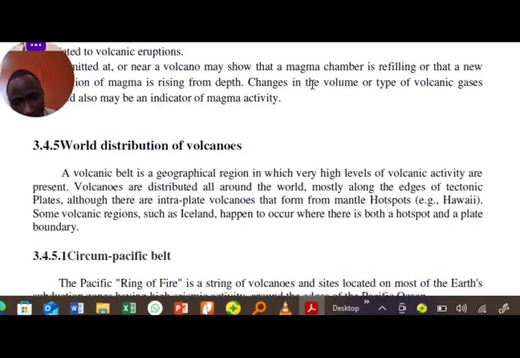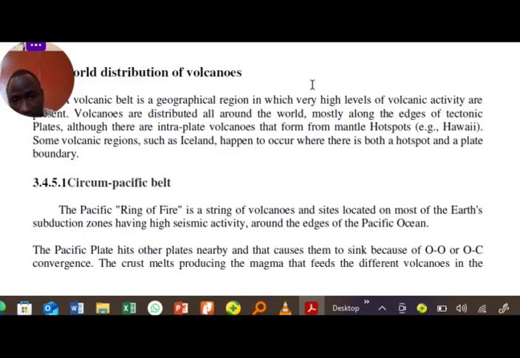How are these volcanoes distributed? When you look at the volcanic belt, this is a geographical region with very high levels of volcanic activity. In other words, this area is associated with volcanicity, and anytime they can be erupting. So when they erupt, they form different volcanoes or features at the end.